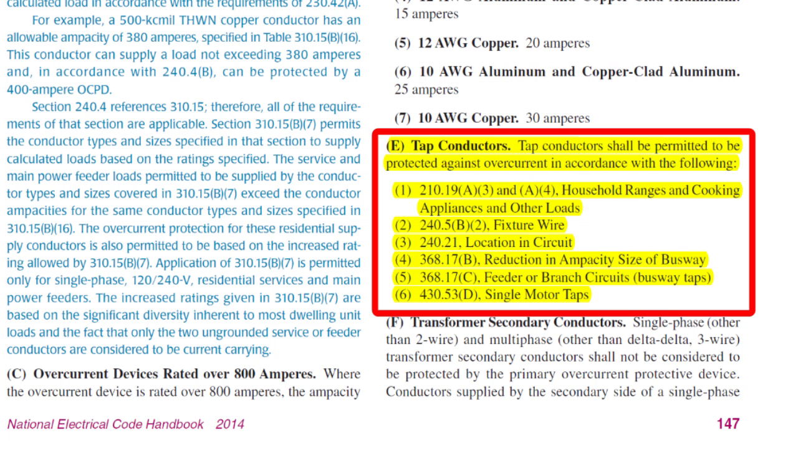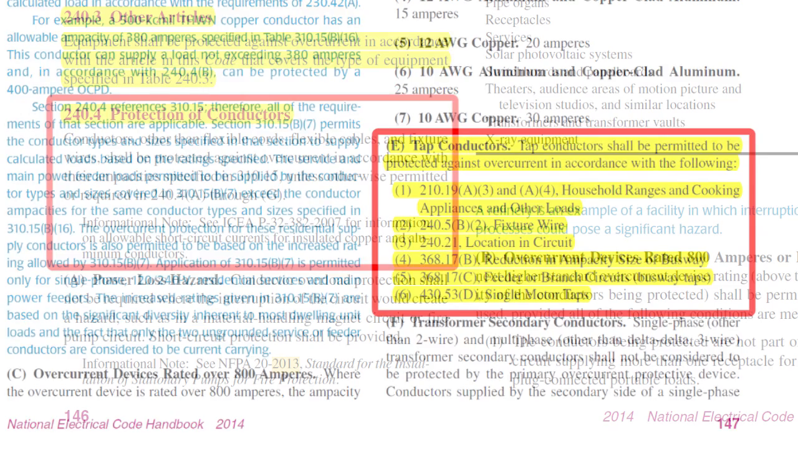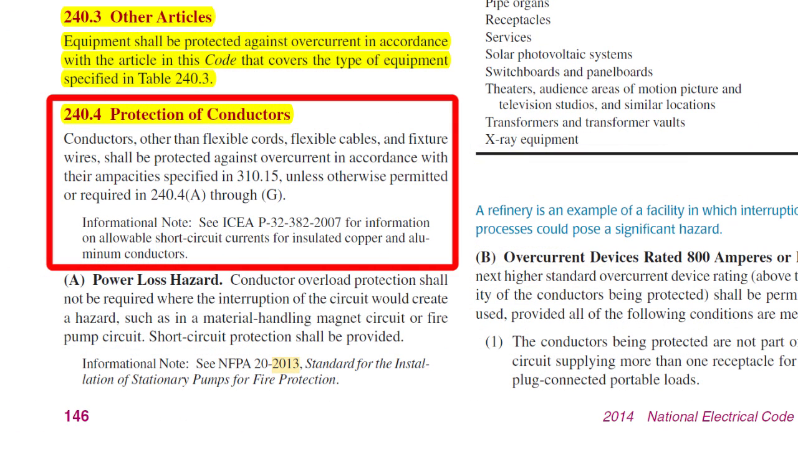You mentioned 240.4E. Now, 240.4 is where we find tap conductor rules that are not located within Article 240. For instance, motor controls, single motor taps will be found in 430.53. Appliance, household ranges, where taps are used, you'll find those requirements in 240.19. So there are other places where the tap rules exist.